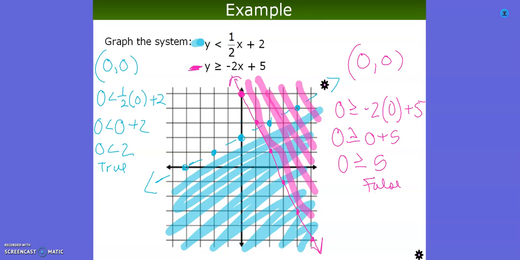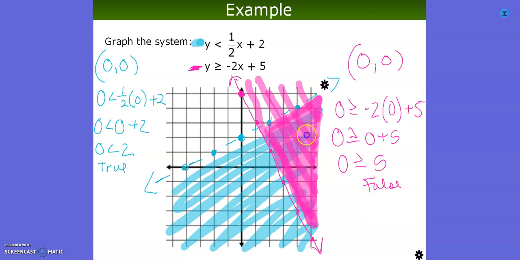Now, how do I know what my solution is? Take a look, and it's really helpful with these colors, or if you shade in opposite directions. Where do you see my pink and my blue shading overlap? Where is that overlapping section? Yeah, it's right here, right in here. So what I want to do after I've shaded everything and I found my point of intersection is to just darken that area in. Darken in the final area.